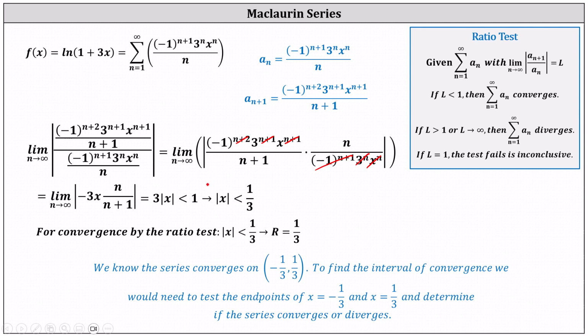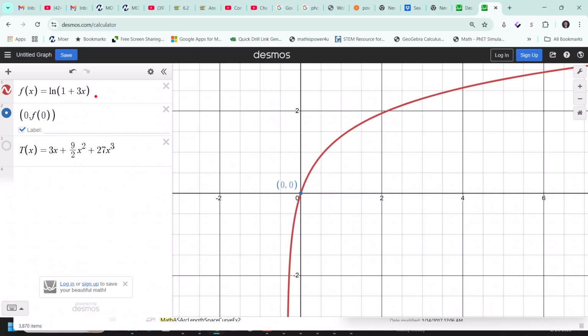Before we go, let's take a look at the graph of the original function, as well as the first 3 terms of the Maclaurin polynomial. In red, we have the graph of the given natural log function. I've also plotted a point when x equals 0, which is at the origin. And now to graph the degree 3 Maclaurin polynomial, and we can see it's a good approximation for the given function around the point 0, 0.